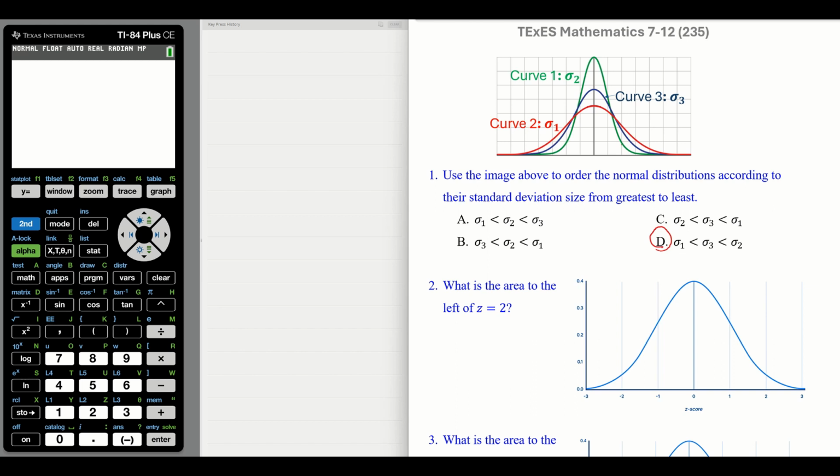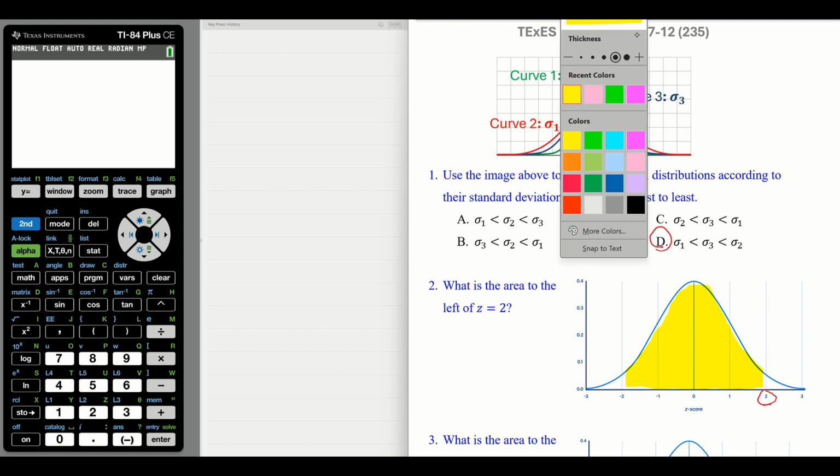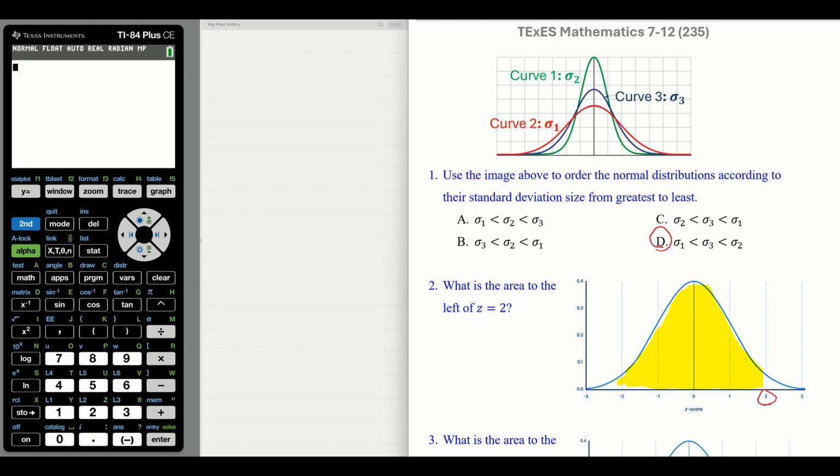What is the area to the left of z equals 2? Well, there's z equals 2. Let's highlight what they mean. Not to the right, to the left. That's important. Looks like we want all of this. Okay. All of this. Let's see what that looks like on the calculator.